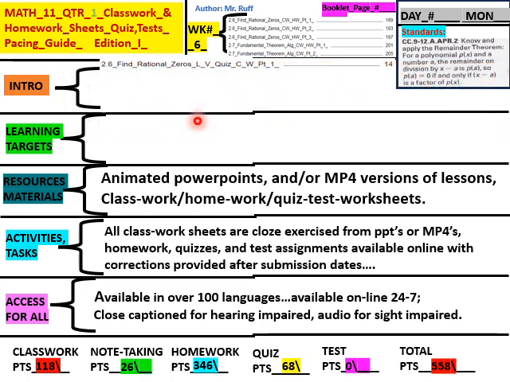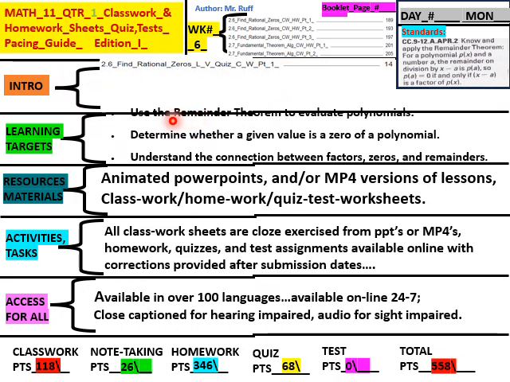And then our learning target is use the remainder theorem to evaluate polynomials, determine whether a given value is a zero of a polynomial, and understand the connection between factors, zeros, and remainders. And resources, materials: animated PowerPoints and MP4 versions of lessons, classwork, homework, quiz, test, worksheets, activities, and tasks.